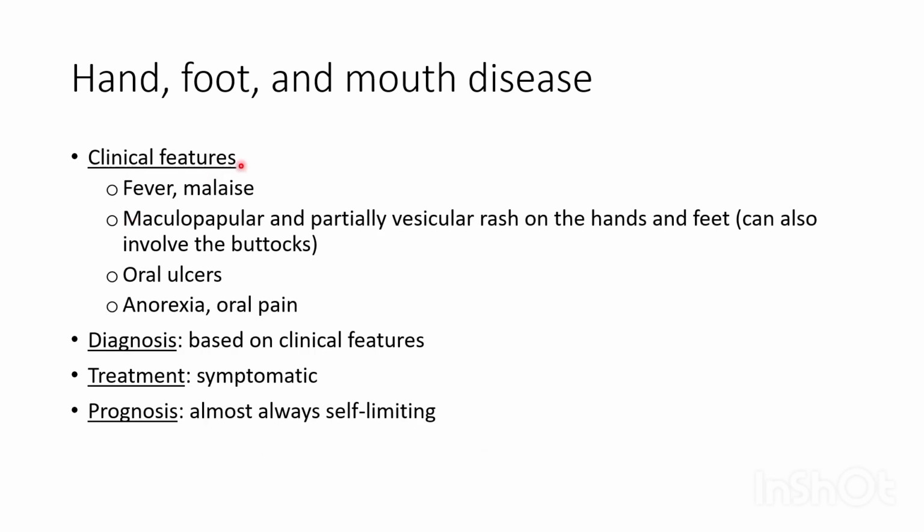Clinical features of hand, foot, and mouth disease: fever, malaise, maculopapular and partially vesicular rash on the hands and feet. It can also involve the buttocks, oral ulcers, anorexia, oral pain. Diagnosis is based on clinical features. Treatment is symptomatic. Prognosis: this disease is almost always self-limiting.